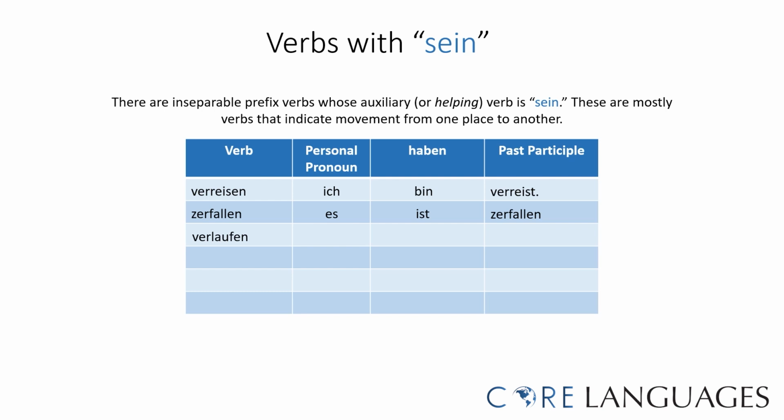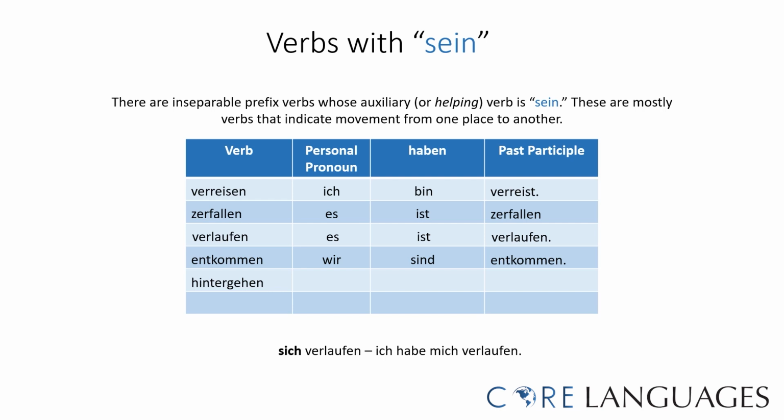Verlaufen can have multiple translations. One is to blend. Es ist verlaufen. Verlaufen can also become a reflexive verb. Sich verlaufen, in which case it means to get lost. Ich habe mich verlaufen. I have gotten lost. In this case, it uses haben. Entkommen, to get away. Wir sind entkommen. We have gotten away.